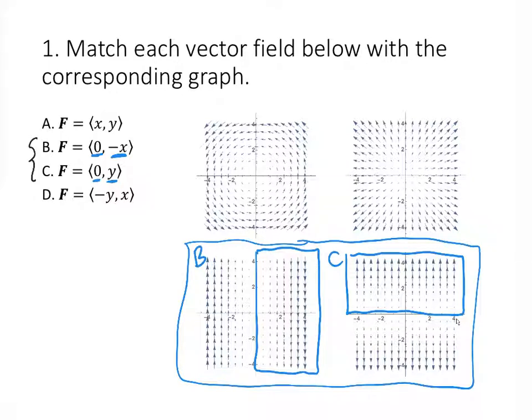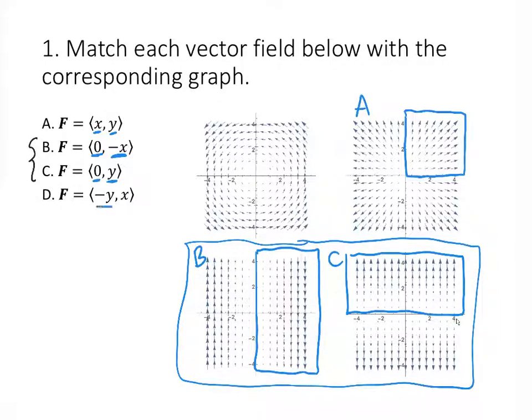Now let's figure out which the other ones match up with. For A, we have x comma y. That means when x is positive and y is positive, the x component is positive and the y component is positive, which means in quadrant 1, the vectors always point up and to the right. So here in quadrant 1, we see that all of the vectors are pointing up and to the right. That's not true of the vector field on the left here. And so this must be option A.